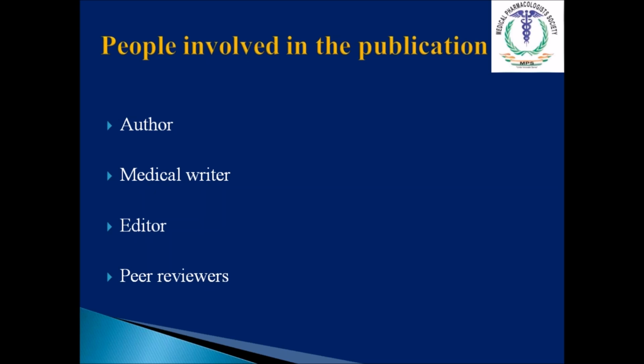The third important person is the editor of the journal where you are going to publish your article. And once the article is submitted for publication, the peer reviewers come into the picture. Peer reviewers are nothing but experts in that particular domain for which you have written an article. So these are the 4 people basically involved in publication.